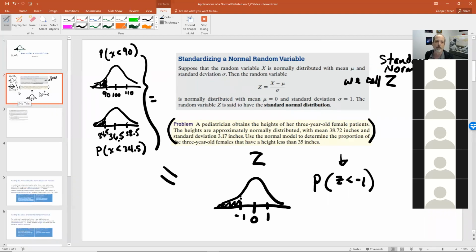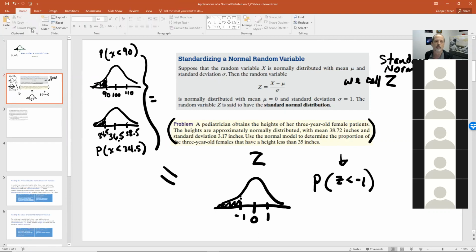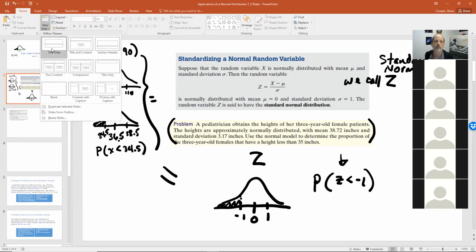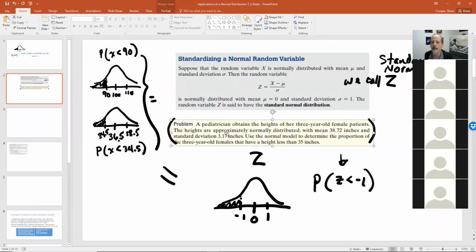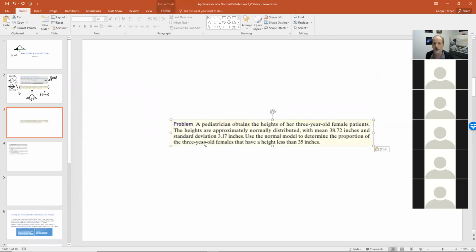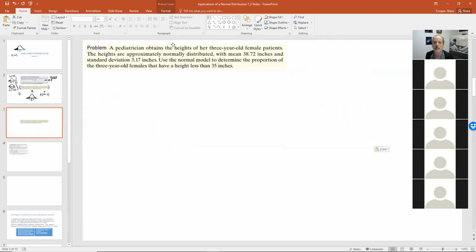Okay, so I'm going to create a new slide here. And I'm going to go ahead and copy this problem so we got some new space. All right.